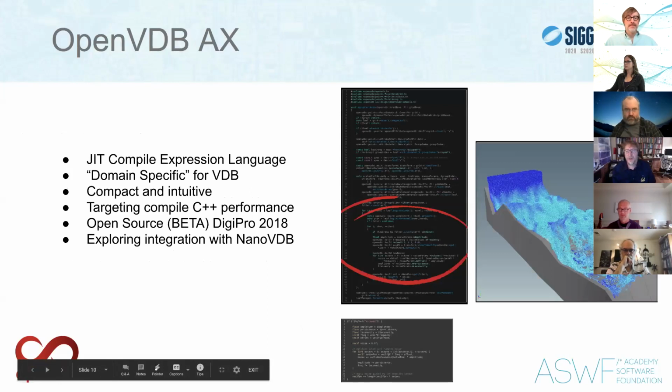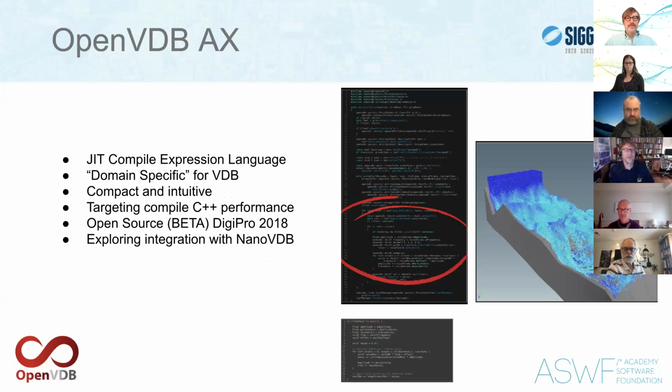So another exciting addition to the library is AX. AX comes from Double Negative. It's a just-in-time compiled expression language that's specific to VDB. It was actually announced and released in a beta form at DigiPro 2 years ago. But now is the time when we believe that it will actually be ready for our production release, probably before the end of the year, or at least hopefully.